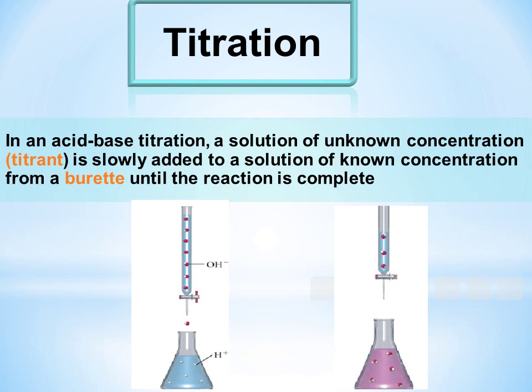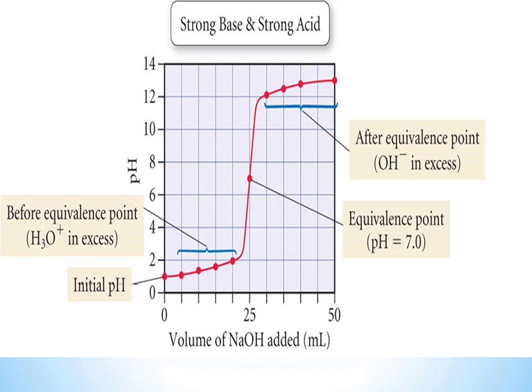As the acid and the base combine, they will neutralize each other at a point which we call the equivalence point. Here we have a graph showing the strong acid and a strong base titration. And what this graph shows is as the base is added slowly to the acid, the pH slowly rises until it gets to a point where the amount of OH ions is greater than the amount of H plus ions. Midway between that rise is what we call the equivalence point.